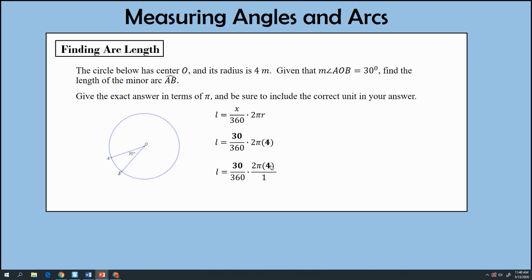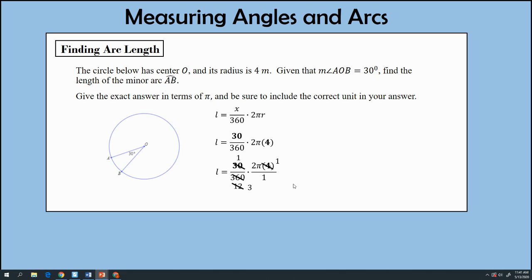I'm just going to do some cross canceling. I'm going to reduce this as much as I can, and then I'm going to have my answer in lowest terms in terms of pi. I'm going to leave pi in there. So the first thing I'm going to do here is divide both this 30 and 360 by 30, and that'll give me 1 over 12. I'm going to continue to reduce. This 4 and this 12 can both be divided by a 4. That'll give me a 1 and a 3.